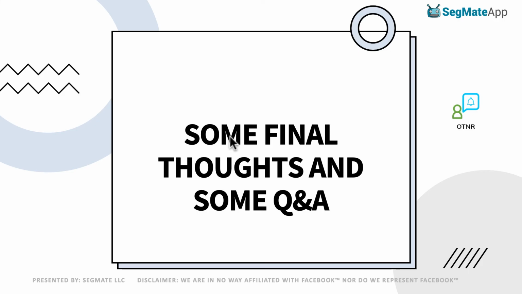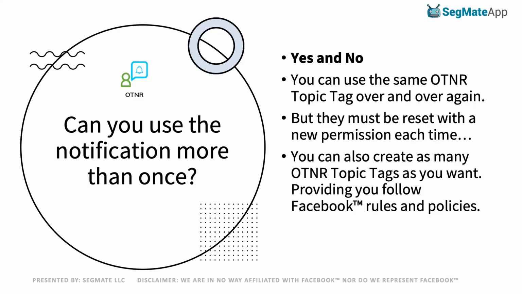So some final thoughts and some Q&A. One of the questions that you might be thinking is, can you use the notifications more than once? Now, this is a yes and a no question, okay? You can use the same one-time notification request topic tag over and over again, but they must be reset with a new permission each time, okay? You can't also keep adding someone once they've already been added to that tag. So let's just say you use it, like if it's time-based, it'll be the best way because all the people who use that token will be off of it, and then you can offer that same token again after that point to the same people.